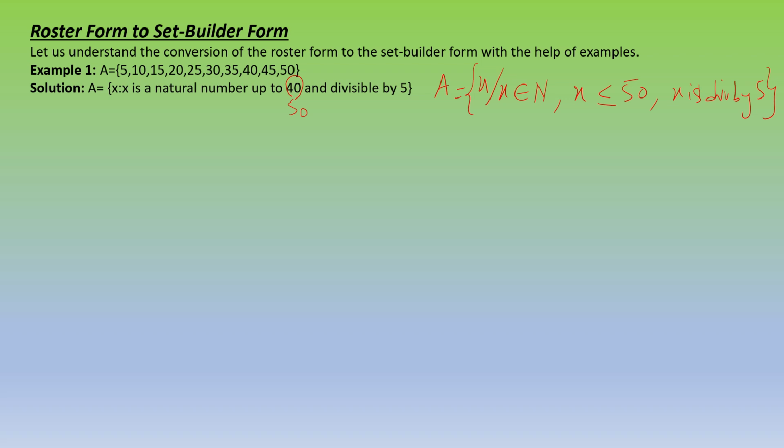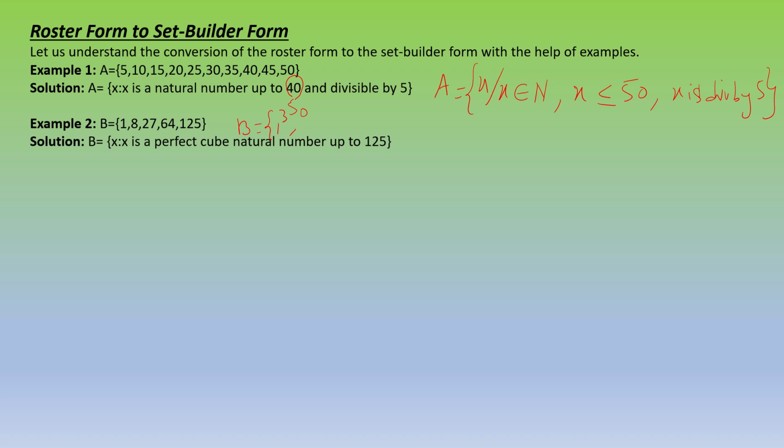Okay, second example, B is equal to 1, 8, 27, 64, 125. If you clearly observe this, what are these numbers? B is equal to 1 cube, 8 is 2 cube, 27 is 3 cube, 64 is 4 cube, 125 is 5 cube. Cube of natural numbers, cubes. Okay, x is a perfect cube of a natural number.